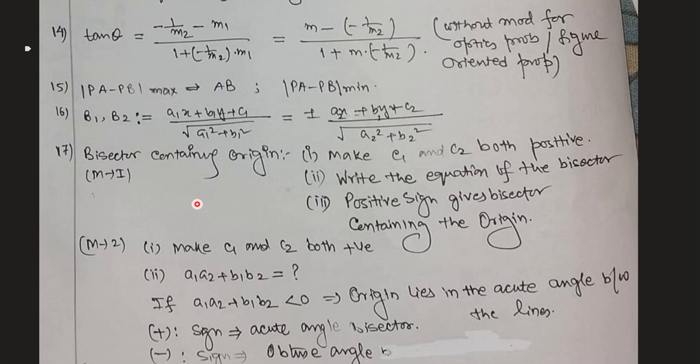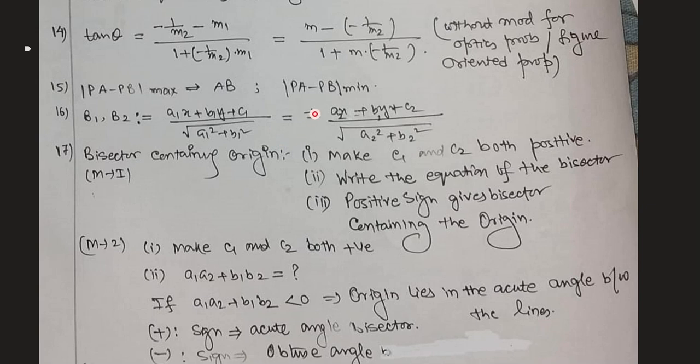To find this, we have the first line a1x + b1y + c1 and the second line a2x + b2y + c2. First of all, make c1 and c2 positive. After making c1 and c2 positive, write the equation of the lines. Then if you choose the positive sign, this will give the bisector containing the origin.